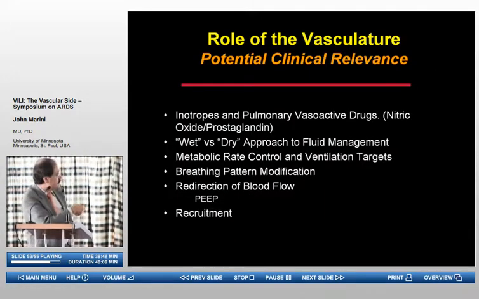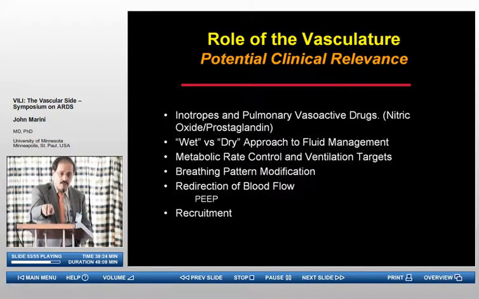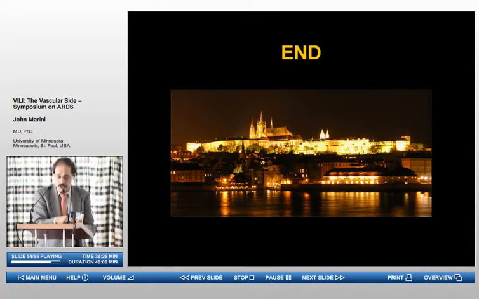Potential clinical relevance: inotropes and pulmonary vasoactive drugs influence the pulmonary vasculature and the various segments of the vasculature. This is one we were talking about at lunch. The wet versus dry approach to fluid management may affect much more than just cosmetic factors. The amount of volume that we give our patients is often excessive. Metabolic rate control, ventilation targets, breathing pattern modification, redirection of blood flow occurs with positive end expiratory pressure and with recruitment, and I'm sure you can think of many other reasons why we should be concerned. Thank you very much for your attention.